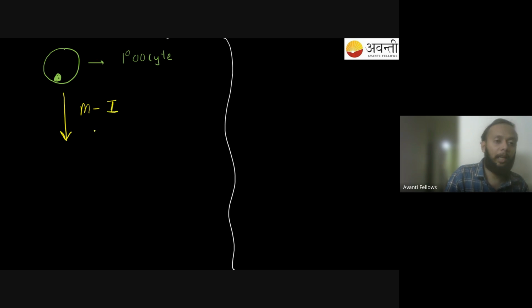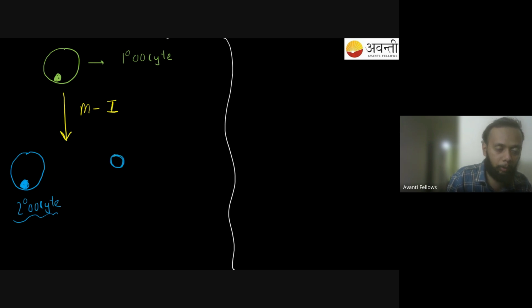Now, as soon as it has completed meiosis 1, I will get two cells. The two cells formed will be of unequal size. So I'll have one very large cell. That one large cell will be called my secondary oocyte. And there will be formation of one small cell as well, which will be called the polar body.